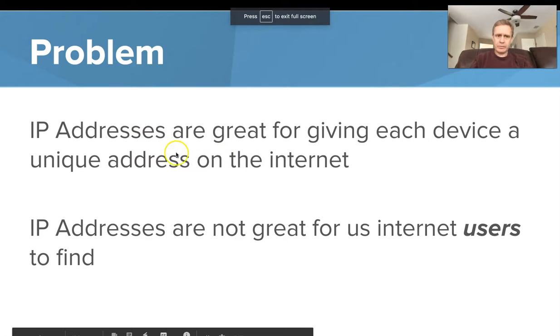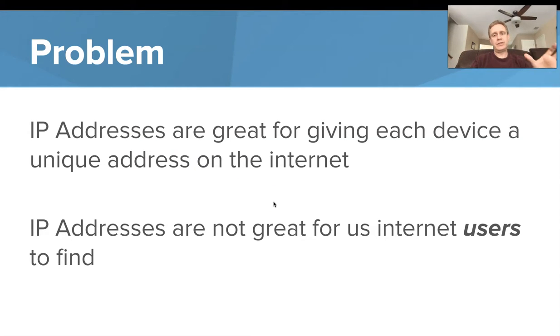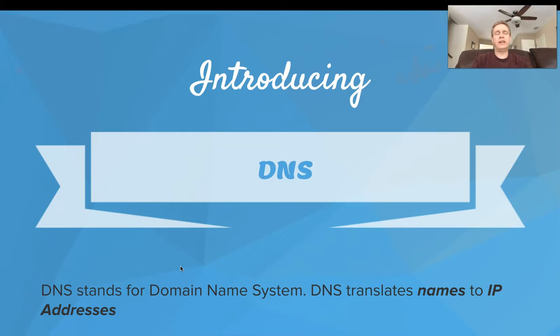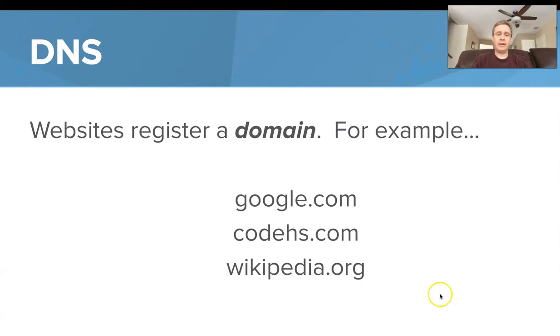IP addresses are great because they allow us to locate where each device is on the internet. Each device has its own unique IP address. But for humans, that's not very useful. And so what you typically do when you go to a website is you type in that website's name. That's where DNS comes into play. DNS stands for Domain Name System, and the basic idea is that it translates the names that you type in to the computer into the IP address so that we can locate where exactly those devices are on the internet.